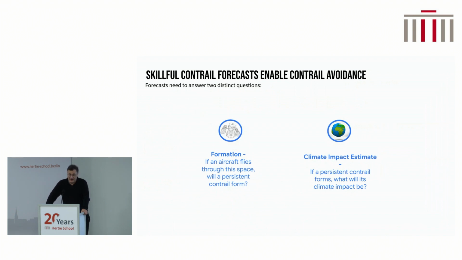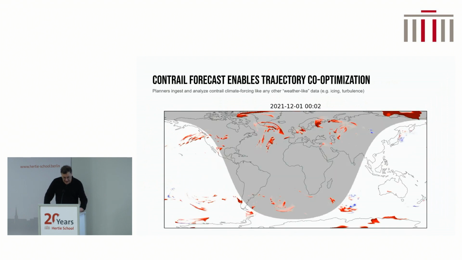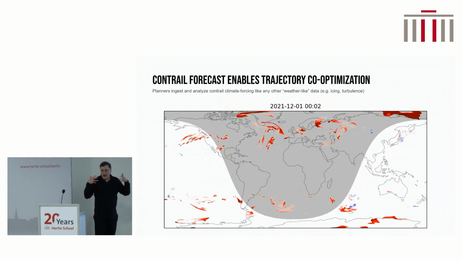We're working on that, and we have a paper in progress, but it's difficult to pull out the warming due to one contrail. So we have to use a model for that. And then what we do, in effect, is publish a live map, which we then give to the airlines or give to the flight planners.